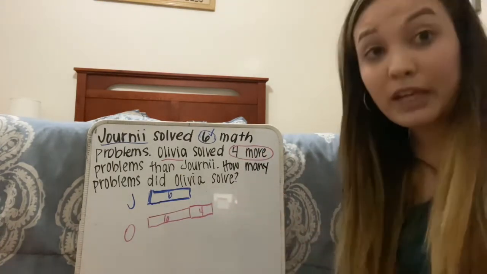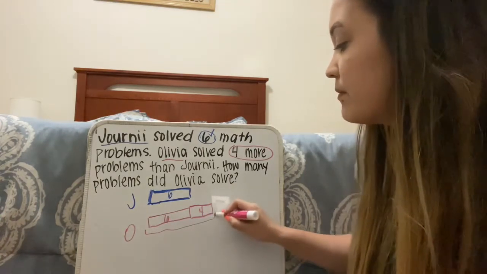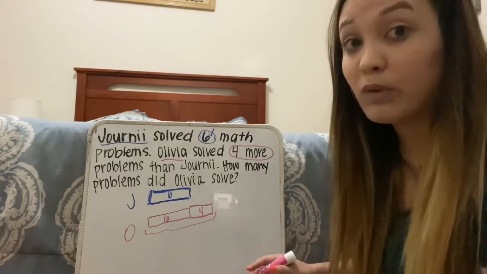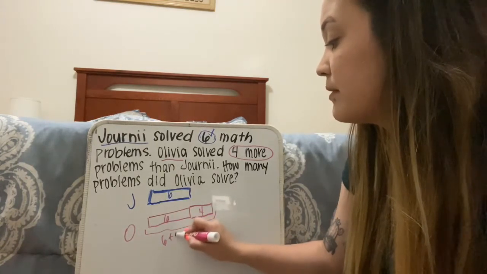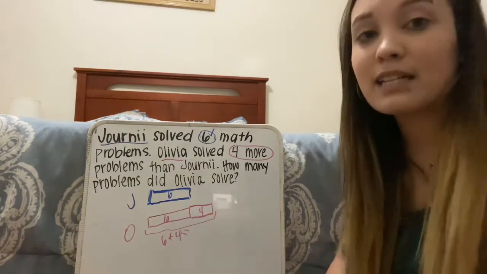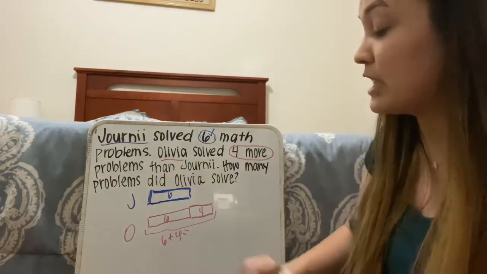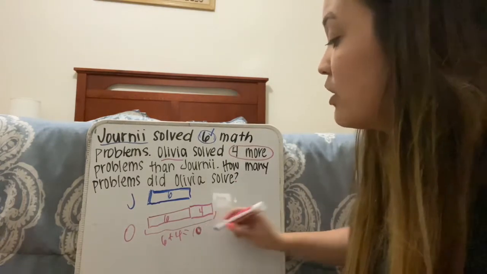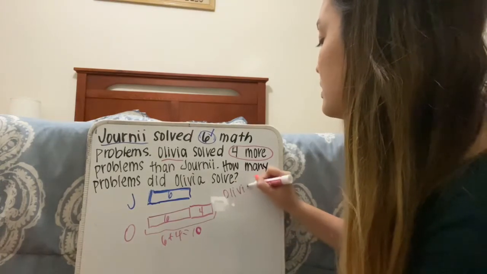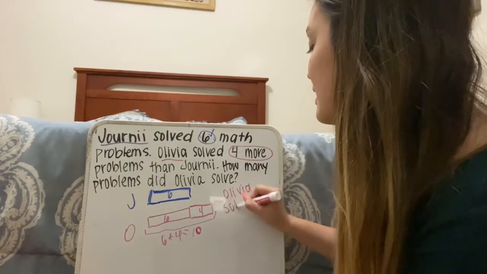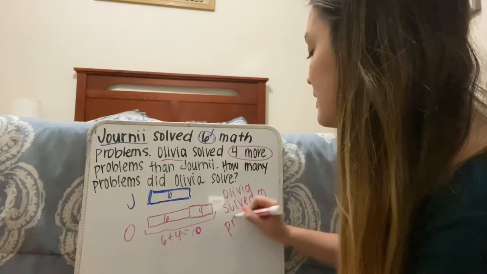Well, now that we have our picture, we have to figure out how to find the total right here for Olivia. So to find the total, we would do 6 plus 4, and we can count on. So 6, in my head, 7, 8, 9, 10. So 6 plus 4 is 10. So we know that Olivia solved 10 problems.